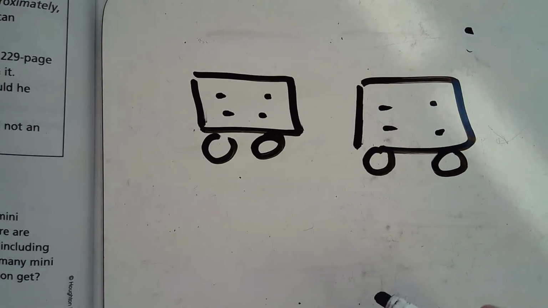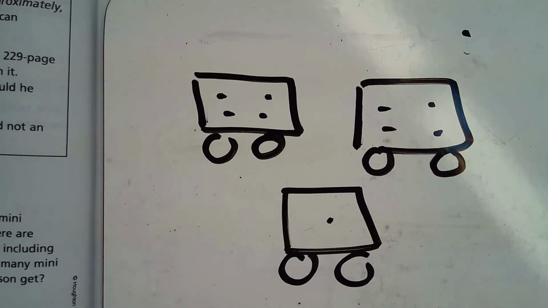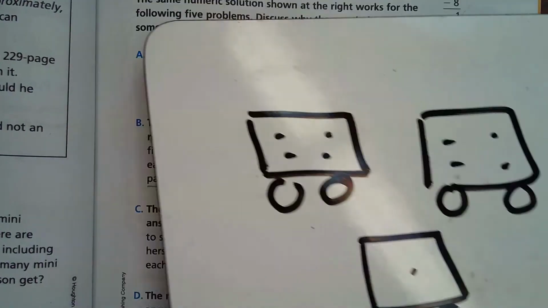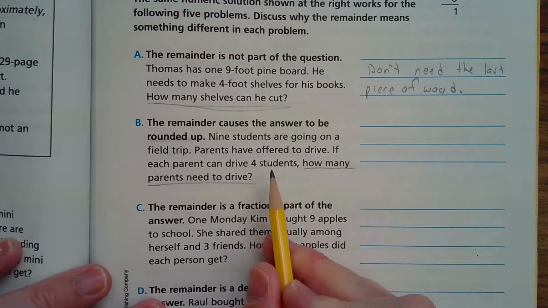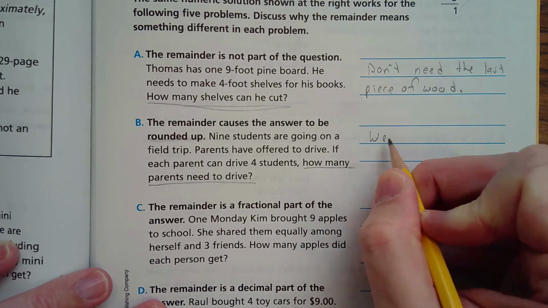And so in this case, we have to round up. We need a whole other car because we can't leave a kid behind for the field trip. So in this case, the remainder makes you round up to 3. The reason why we have to round up is we can't leave a kid behind.